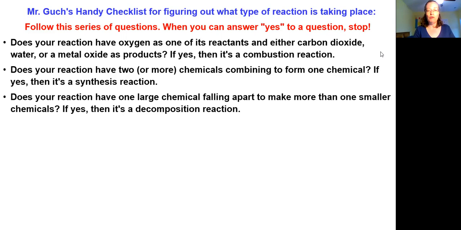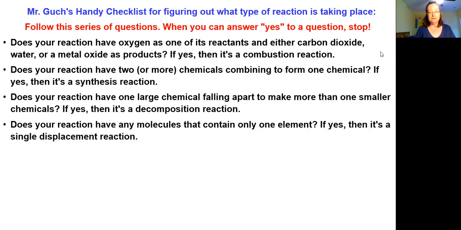Does your reaction have one large chemical falling apart to make more than one smaller chemical? If yes, then it's a decomposition reaction. What was an example? We saw water going in reverse. If you flow electricity through water, an electrolysis reaction, it will form hydrogen gas and oxygen gas. One guy forming two guys.